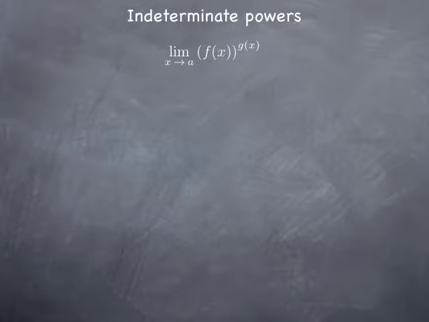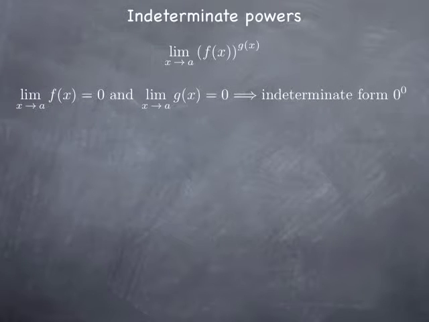So there are three kinds of indetermination for powers. We could have f and g both approaching 0, right? Both the base and the power approach 0, and we get an indeterminate form of the type 0 to the 0. We're going to see in a second exactly why this is indeterminate.